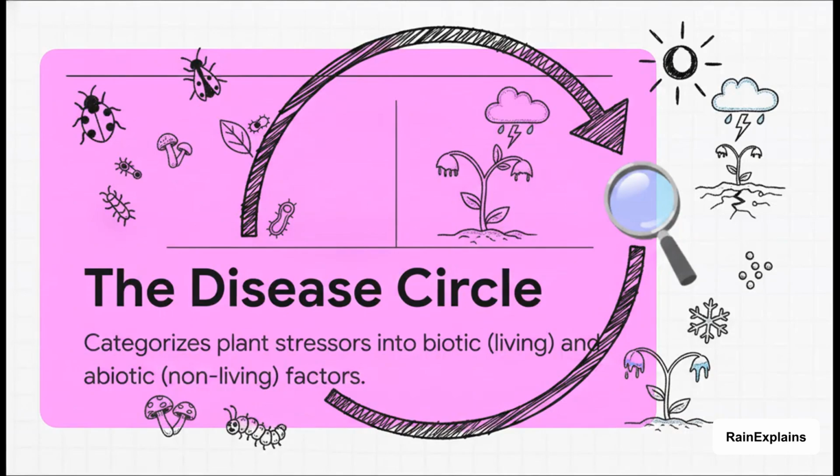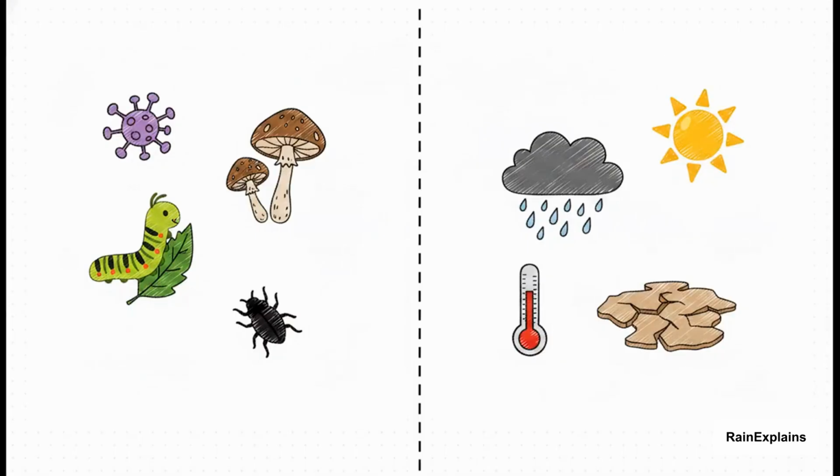That is exactly why the absolute golden rule of botanical diagnostics is that before we ever assume a plant disease is some contagious infection spreading through our garden, we absolutely must consult this model to categorize the potential threats. Let's look at the breakdown here. On the biotic side, your suspects are all living culprits. We're talking fungi, bacteria, insects, viruses, and nematodes. Basically organisms that are directly attacking the plant.